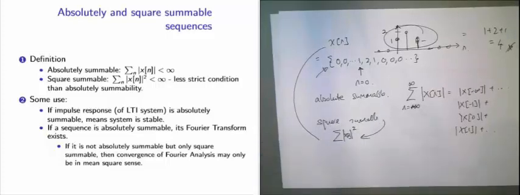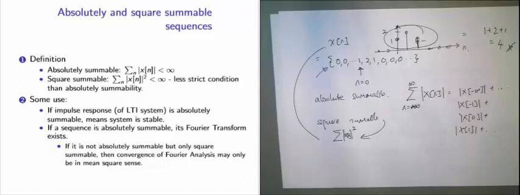So we take square values and sum it. And if it is less than infinity, then it's great again. Then the Fourier transform will still exist, but it only converges in the mean square sense. So we'll come and visit that later on. In this course, you'll be playing a lot with absolutely summable.